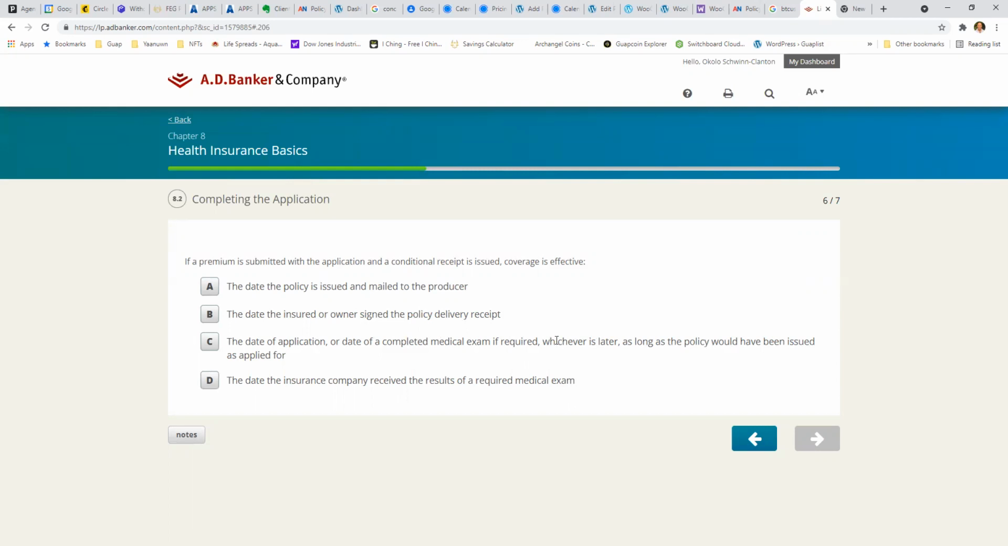When they say later, they mean older, I think. Or do they mean later is newer or later is older? Huh. I think whichever is older, later, that must be what they mean. So I think it's C. Because the key here is would have been issued as applied. Well, wait, no. Whichever is later, as long as the policy would have been issued as applied for. It's got to be B. Is issued coverage is effective. You know, it could be C. Maybe it is as if it's been approved as applied for. I thought it was at any level.